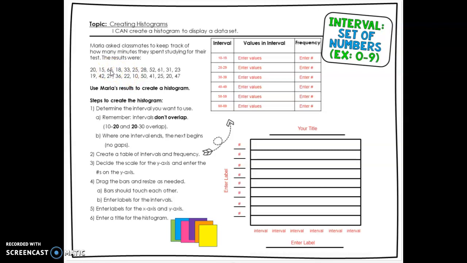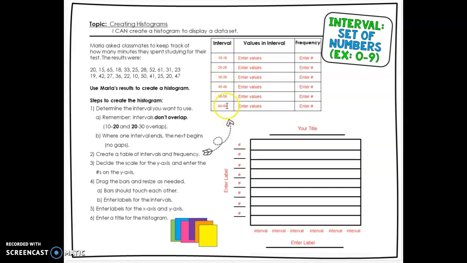And we're going to need to figure out how we're going to create intervals based on your low and your high. We'll talk more about that in in-person school, but for right now, we're just going to practice. If I give you the intervals, you do everything else. So my intervals are going to be 10 to 19, 20 to 29, 30 to 39, 40 to 49, 50 to 59, 60 to 69.